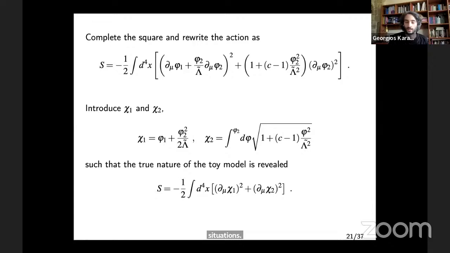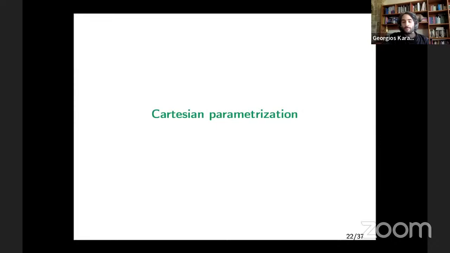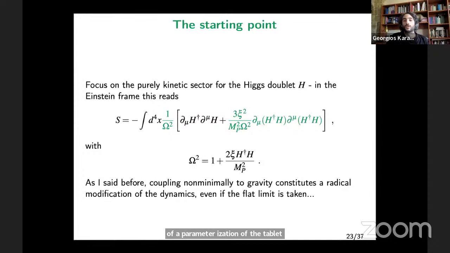So let me give you an example of a parametrization of the Higgs doublet, which can result in a situation where one can misinterpret some scales that appear explicitly in the action as the cutoff. So now we need to focus only on the kinetic sector for the Higgs doublet H. And in the Einstein frame, this reads as here. So there is the rescaling with the conformal factor plus this higher dimensional operator. Don't forget, I showed you the unitary gauge form of this. Omega as before is the conformal factor that depends on H dagger H.